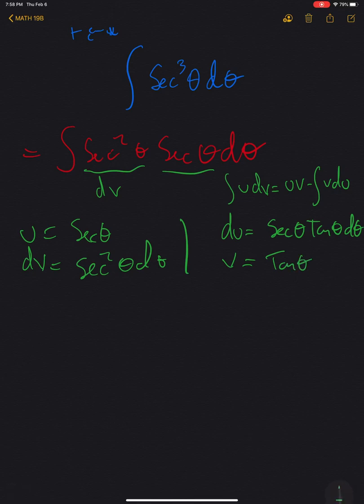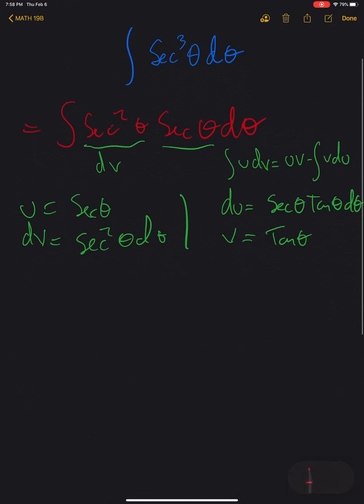So applying the integration by parts technique, this will give me u times v, which is secant theta times tangent theta, minus the integral of v du. The integral of v du would be tangent theta secant theta squared.